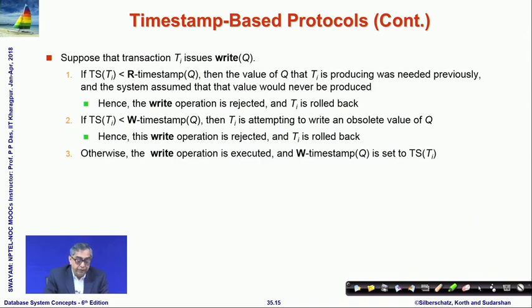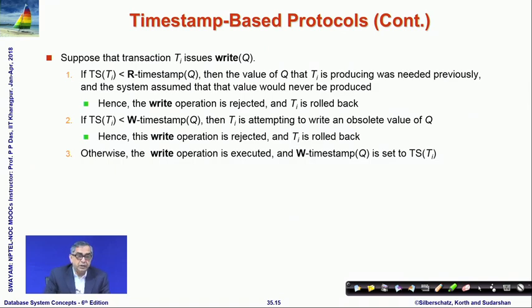Second case, if the transaction Ti has a timestamp which is less than the write timestamp, which means that this transaction is older than the transaction that has done the last write. So, Ti is attempting to write an obsolete value of Q, and hence this write operation is again rejected and Ti is rolled back. Otherwise, in other cases, the write operation is executed and the write timestamp will be set to the timestamp of the transaction which has written it.